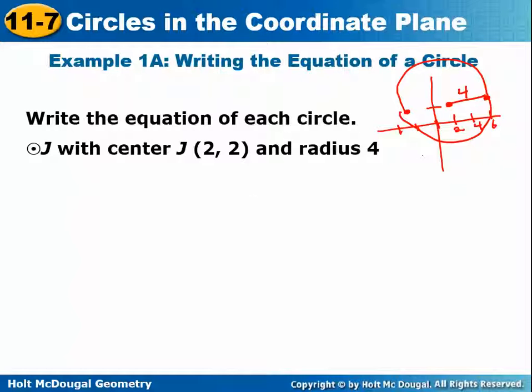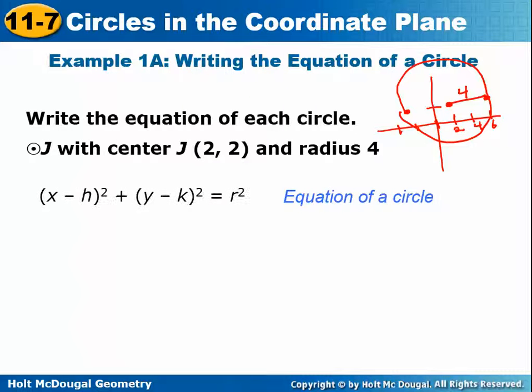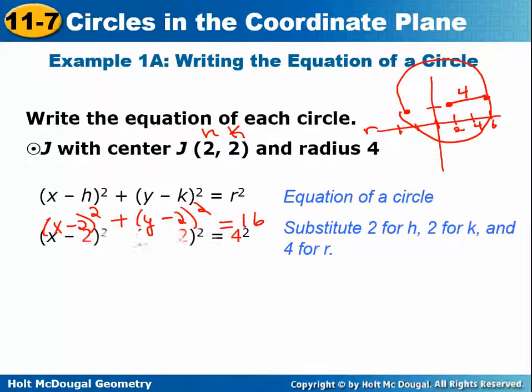So the equation of a circle is (x minus h) squared plus (y minus k) squared equals r squared. Don't forget to square r. That's the biggest mistake I see students make. So (x minus 2) squared plus (y minus 2) squared equals 16. That's it. That's your equation of your circle.